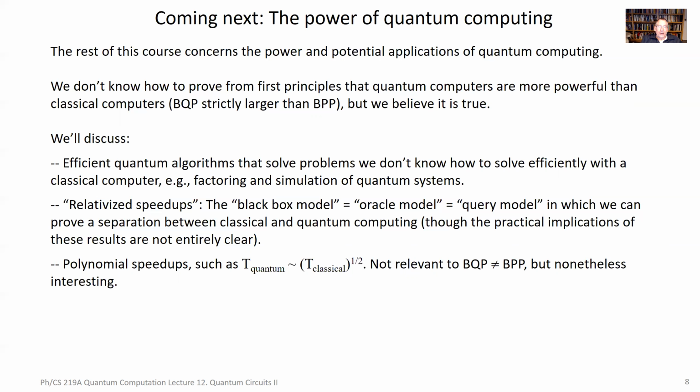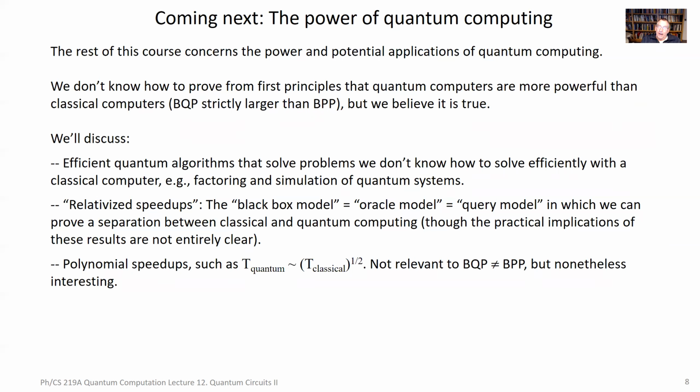Finding prime factors of large composite integers is one famous example. The other famous example is the task of simulating quantum systems, in particular, simulating how a many-qubit quantum system evolves in time as governed by some physical Hamiltonian. So we'll talk about those applications.